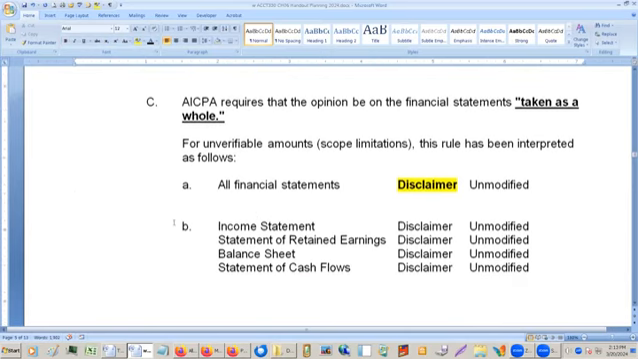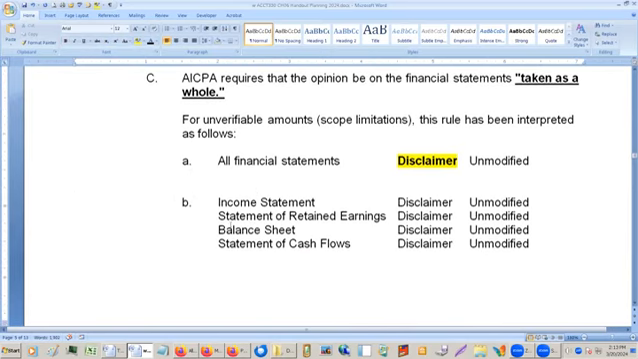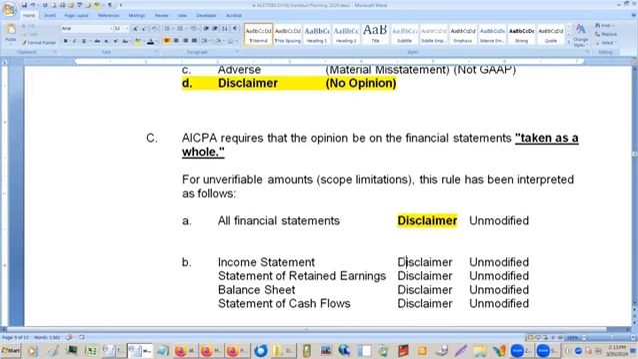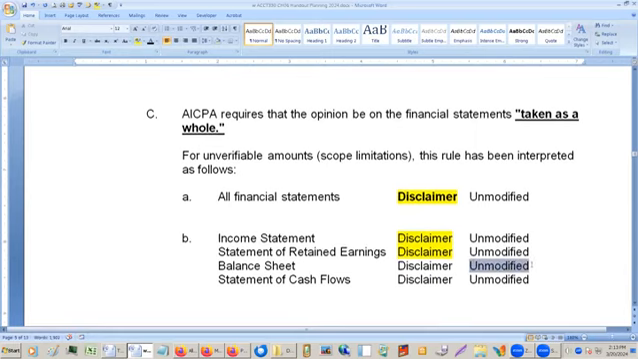It could be that you could also do it for individual ones. And for the individual ones, you could get a disclaimer on the income statement because you don't know what the income is, you don't know what the inventory is. Statement of retained earnings, the income goes into the statement of retained earnings, so that one would get a disclaimer. The balance sheet is everything at year end. You could actually give an unmodified opinion on the balance sheet. And the statement of cash flows works into the income statement. So here's the thing. You could separate them out.